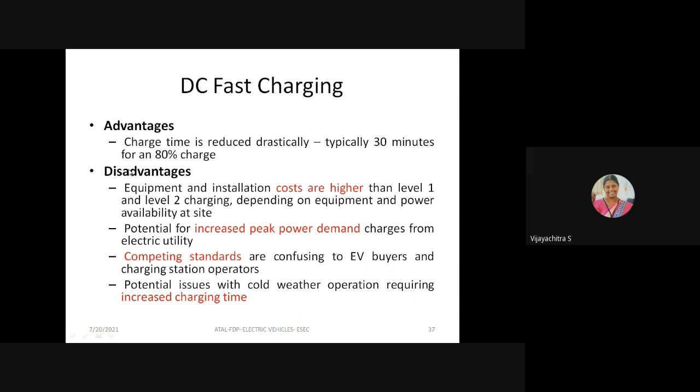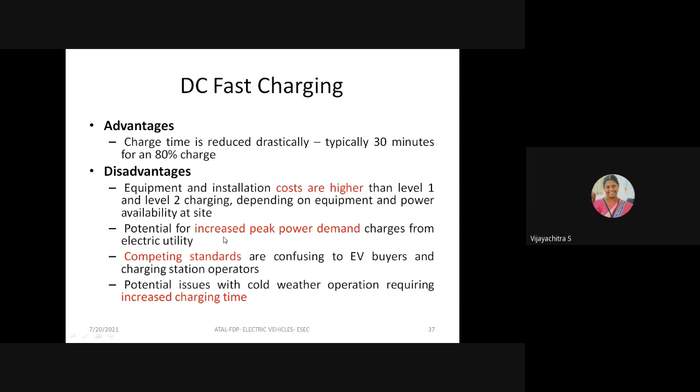And there are certain drawbacks, of course. Because of the supercharging, the cost will be higher than level 1 and level 2 charging, depending on the equipment and the power availability at the site. It is very tough to invest in a DC fast charging station, because the CHAdeMO and SAE connectors and adapters are themselves high cost. An ordinary charging station may not be able to invest in these chargers and adapters, so only high-level charging stations have such adapters. Equipment and installation cost will be higher compared to level 1 and level 2. But once it is invested, maintenance won't be a bigger problem.